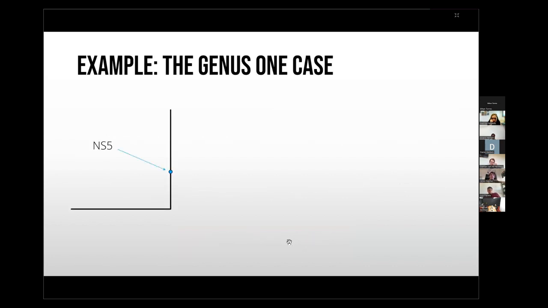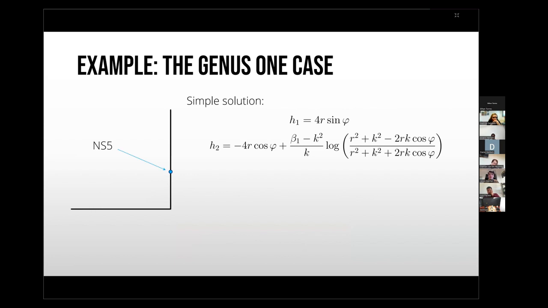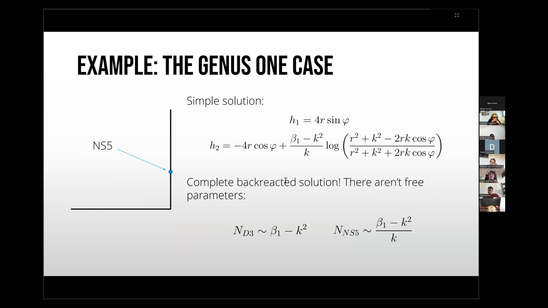Okay, one simple example, the genus 1 case, in which we have one NS5, in which we will apply what we have learned. This is a simple solution given by these harmonic functions, with only two coefficients, k and beta, and this is a complete solution. The number of D3s, asymptotic D3s, is beta minus k squared, and the number of NS5 is given by this number. So if we specify the number of D3s and the number of NS5, we have no more freedom in the theory.